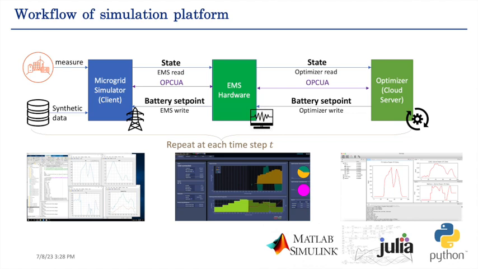At the right side, we have an optimizer located in the cloud server. Once connected to the cloud server, we can inquire the optimizer about the optimal actions of the batteries and energy management systems. The whole communication is based on OPC UA protocols.